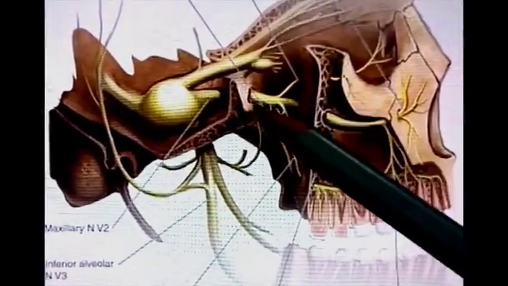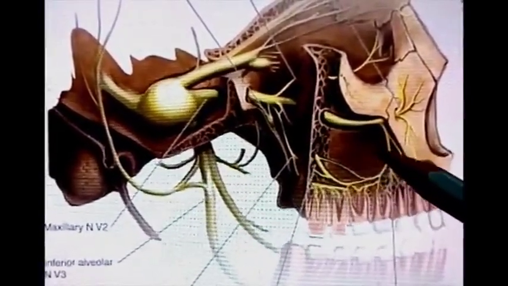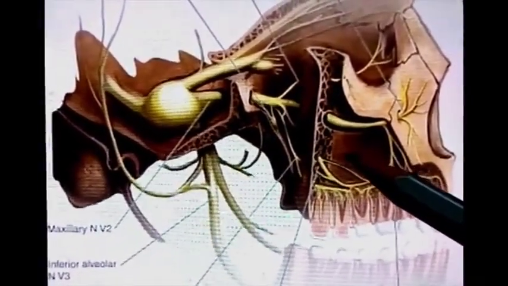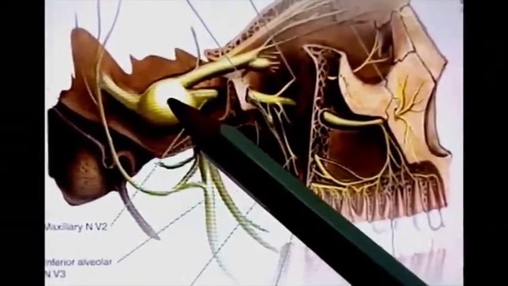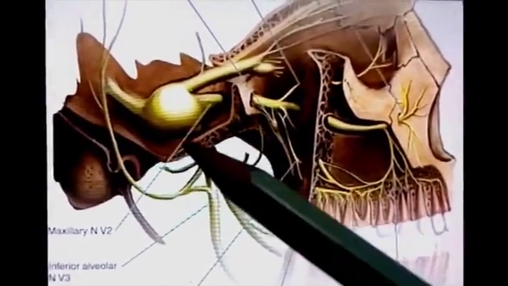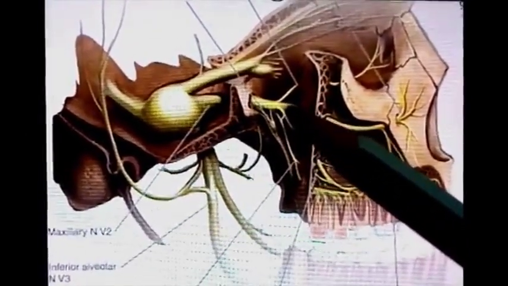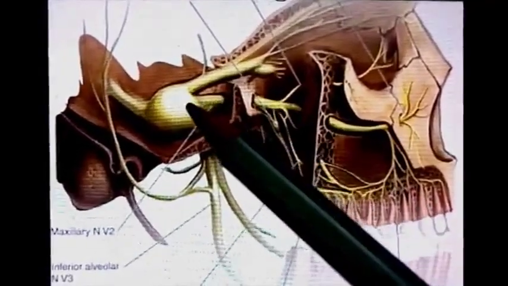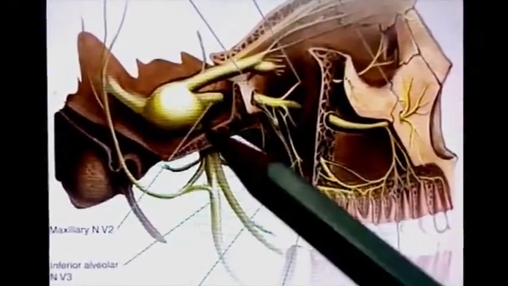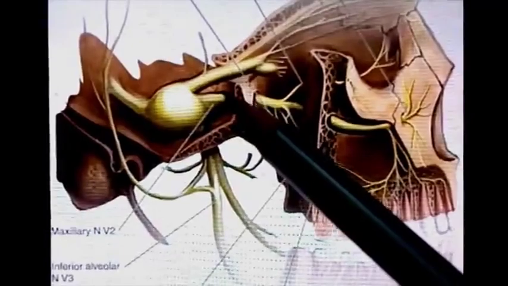This is pterygopalatine fossa, and in front of it lies the maxillary air sinus, and behind this is middle cranial fossa, which contains a trigeminal ganglion. So the second content of this fossa is the maxillary nerve. So this nerve which is visible here, this is maxillary nerve coming from middle cranial fossa through foramen rotundum.